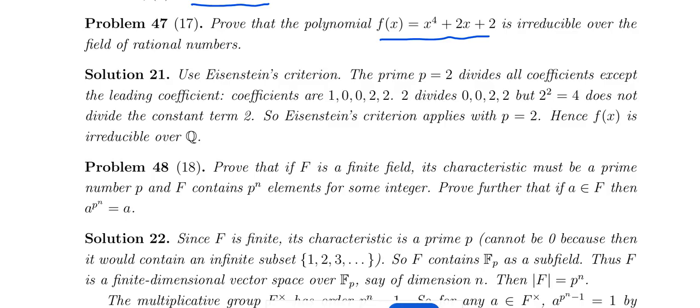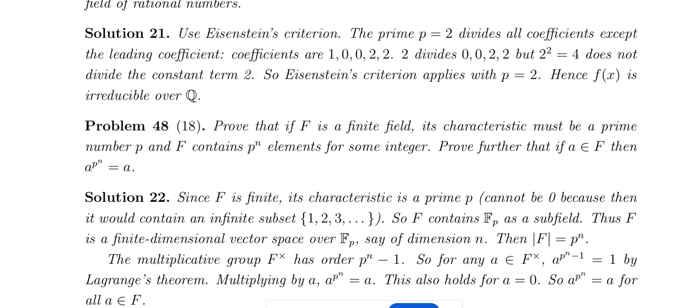When you use Eisenstein's criterion, the prime p equal to 2 divides all coefficients except the leading coefficient. The coefficients are 1, 0, 0, 2, 2, 2. 2 divides 0, 0, 2, 2, and 2 square, which is 4, does not divide the constant term 2. So Eisenstein's criterion applies with p equal to 2, and f of x is irreducible over Q. So that is a very important criterion, Eisenstein's criterion.